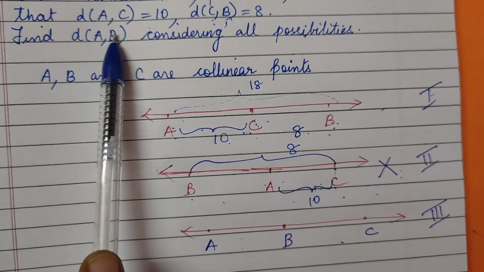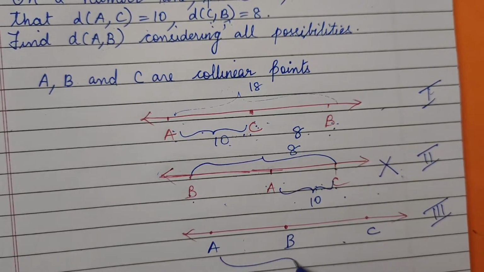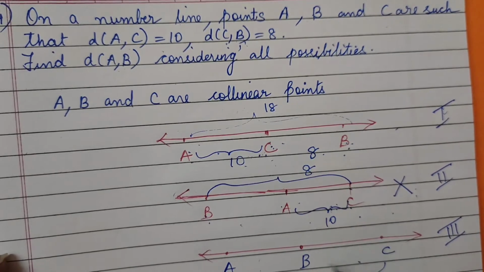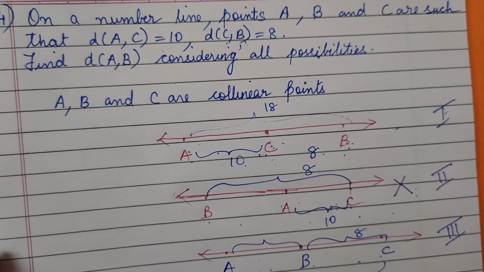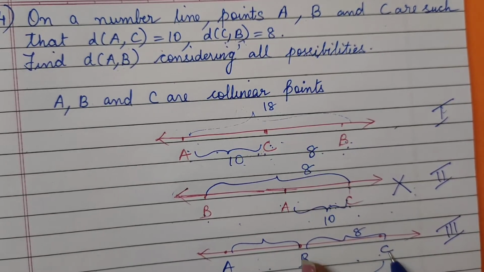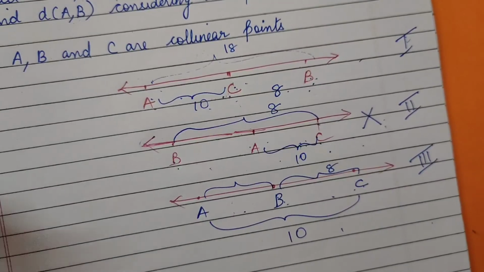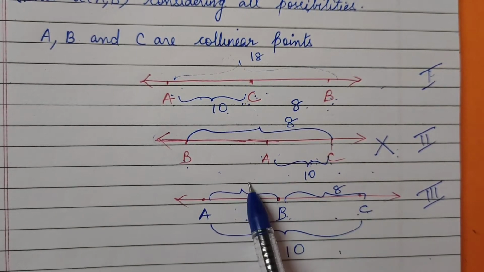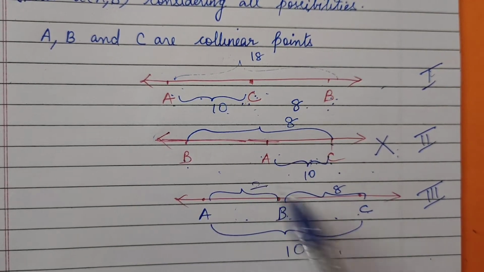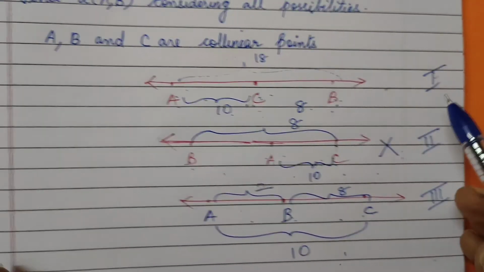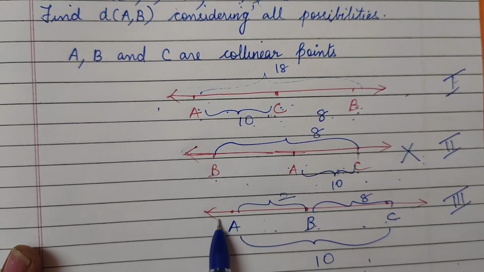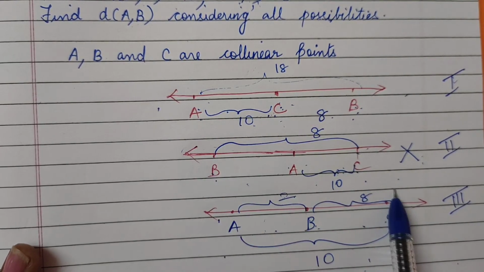Distance AC is how much given? 10. AC is how much? This much is 10. Yes. And the next condition, what is this? CB is 8. Yes. This much is 8. So how much will be this part? You can say 8. This plus this is 10. I repeat, this plus this is 10. So if this is 8, how much should it be? It should be 2, right? So this is also a possibility. So we are going to do only this and this condition. We are not going to take this condition at all.